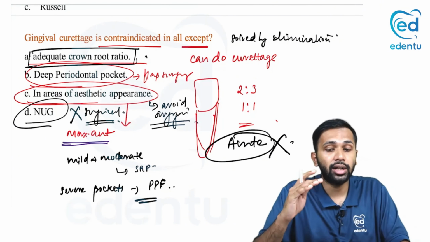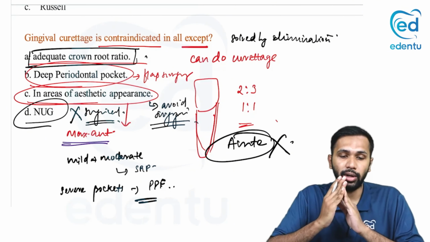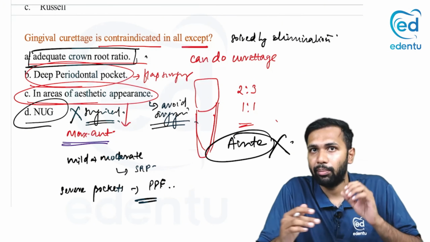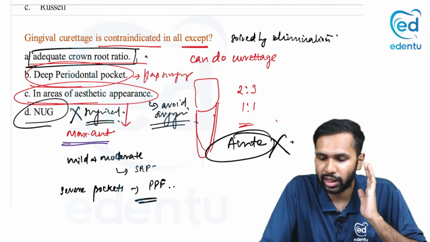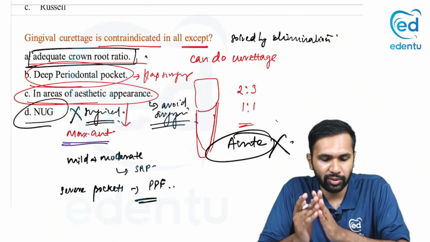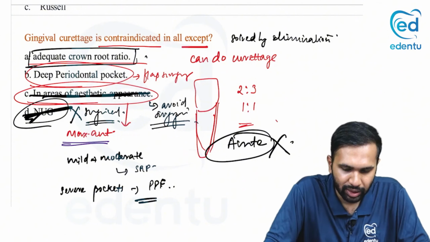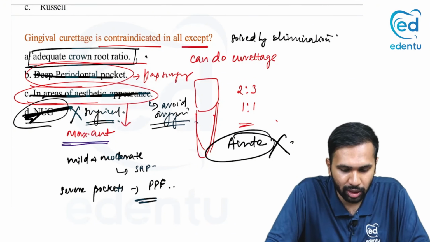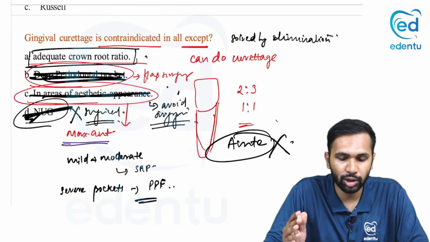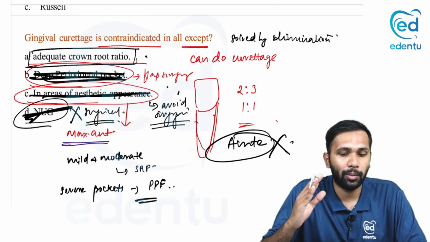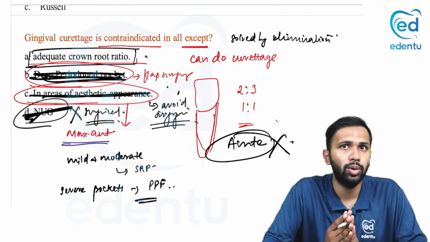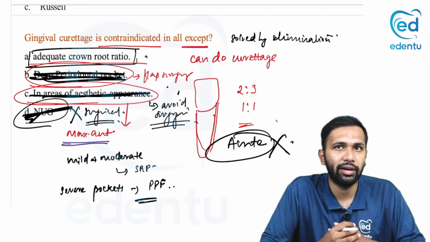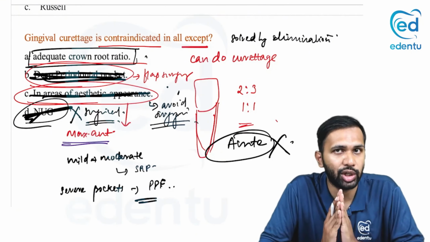That is, in NUG, there is no surgery. Surgery is absolutely contraindicated. In areas of aesthetic appearance and maxillary anteriors, mild to moderate pockets, do a simple scaling and root planing. Deep pockets, papilla preservation. So even that is eliminated. You have to choose between option A and B. A deep periodontal pocket always warrants a periodontal flap surgery. Eliminate even this option. Best option is option A, adequate crown to root ratio. They are signifying the most commonly occurring condition in the oral cavity, a tooth with adequate crown to root ratio.